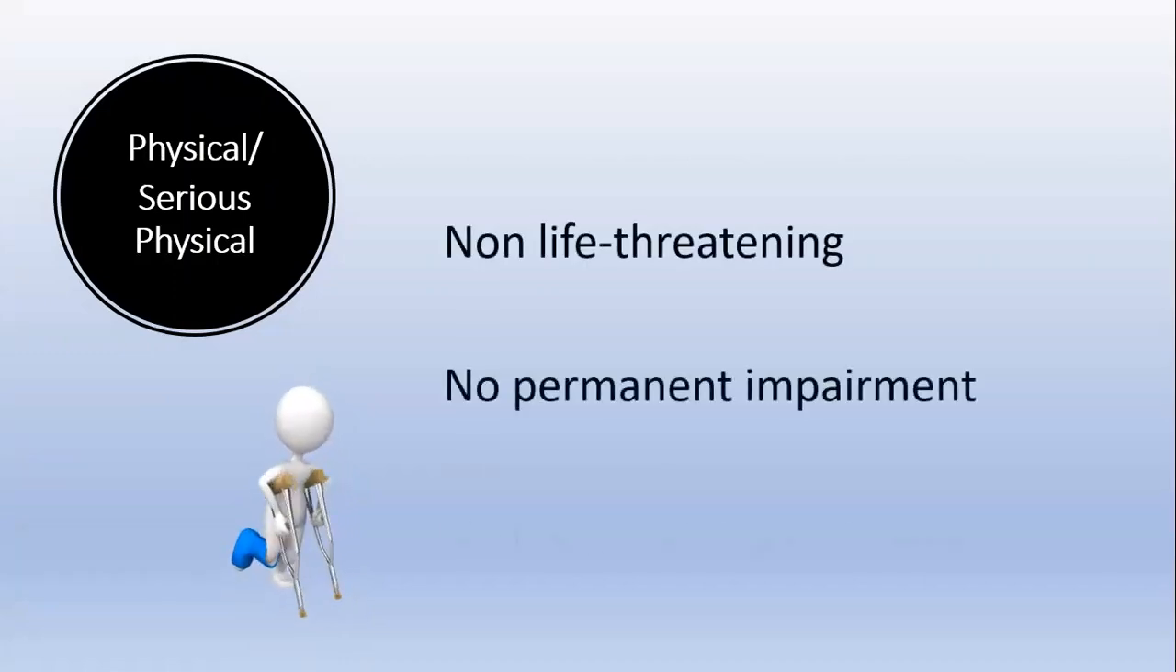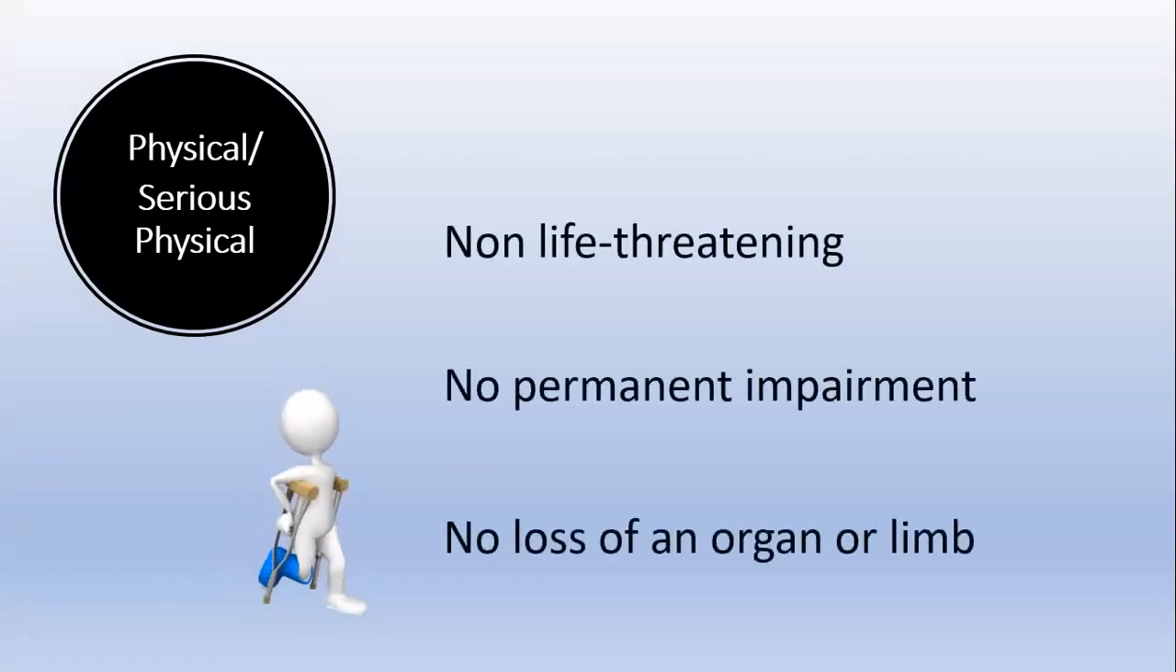Physical or serious physical injury is scored when, as a result of the offense, the victim received an injury that is non-life-threatening, or there was no permanent impairment or loss of an organ or a limb. Examples here would include a scratch or a bruise, a broken bone, even surgery to remove a bullet. The victim could also be hospitalized as a result of the injuries, but as long as there's no permanent impairment or loss of an organ or a limb, we're going to assign points for physical or serious physical injury.